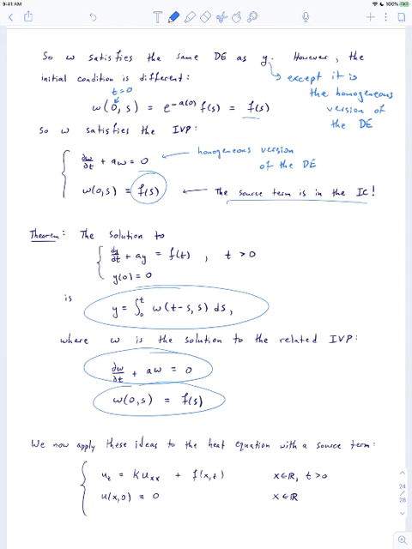So now we want to apply these same ideas to the heat equation with a source term. We start with this differential equation, which is the heat equation, except that we have an additional source term. What we want to do is the same thing that we just did. We want to transform this into a statement about a differential equation that is homogeneous, where the source term goes into the initial condition. That's what we're going to do.